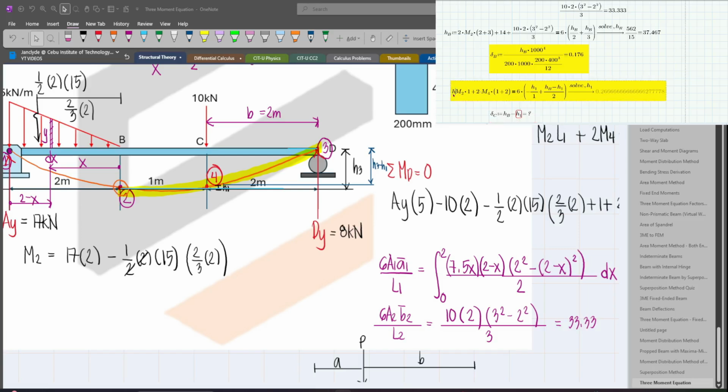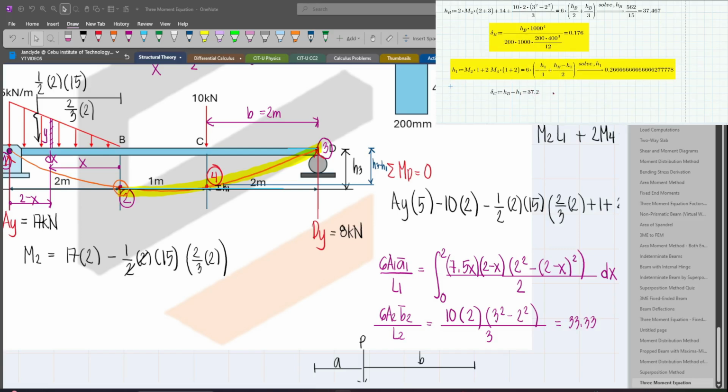Teka lang. Di ko pa pala na-store. Ayan. So, 37.2. But this is still in kn m cubed over ei. So, divide this by ei. Same lang kanina. Ayan. Then, multiply this expression by 1,000 to the 4. So, the deflection at C pala is 0.174. So, diba, this is lesser than 0.176. Kaya, yung point C is above point B pala.